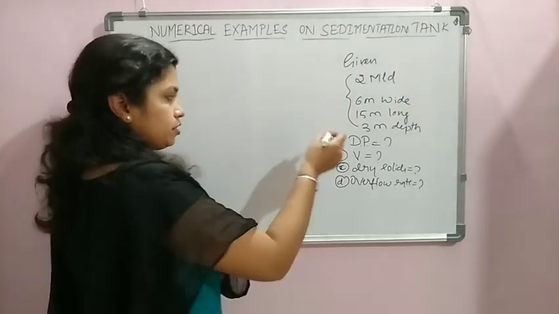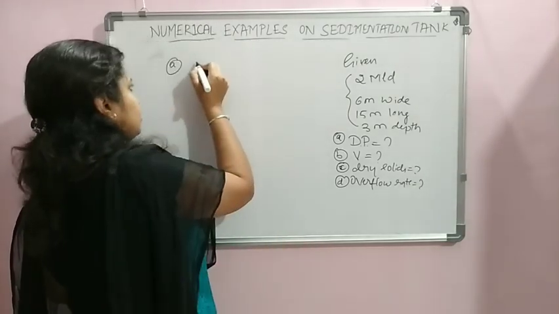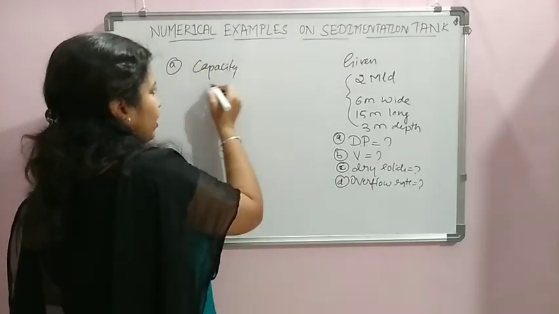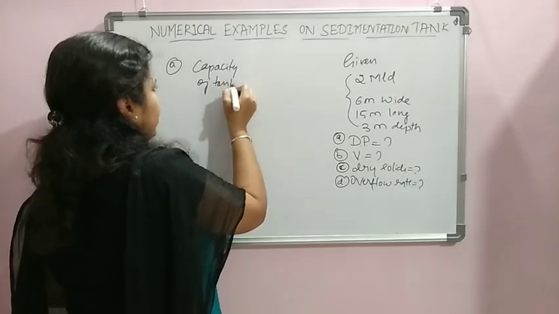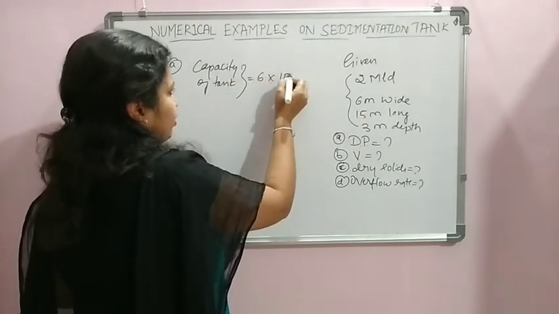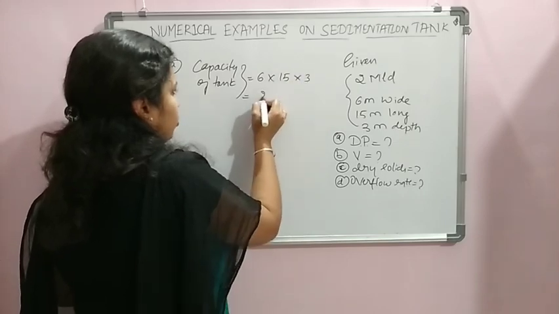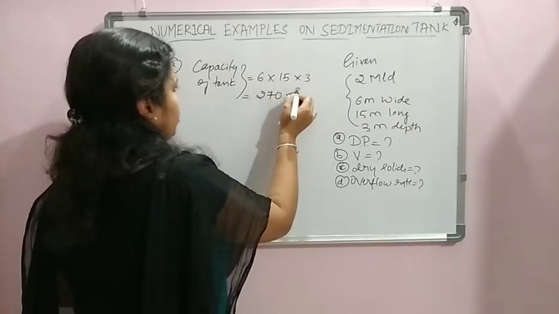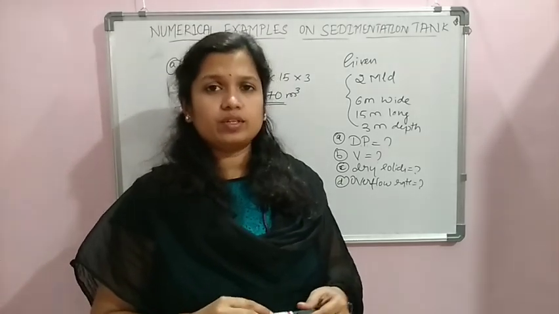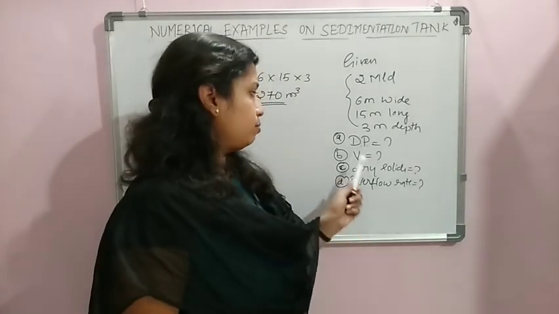For finding the detention period, first let us find out the capacity of the tank by making use of the given data. Capacity of tank is equal to, just multiply all three dimensions, 6 into 15 into 3, which is supposed to be 270 metre cube. So this is the overall capacity for which we need to get the design period.